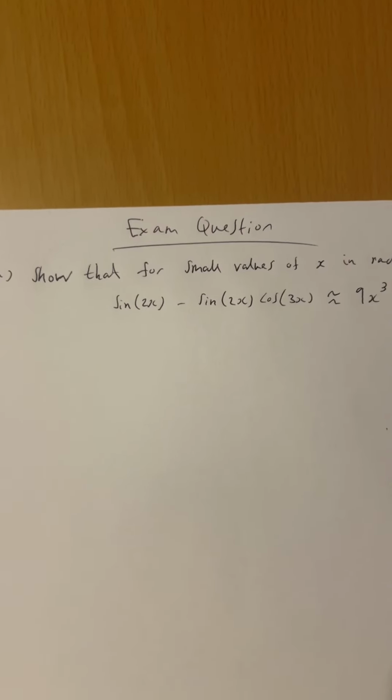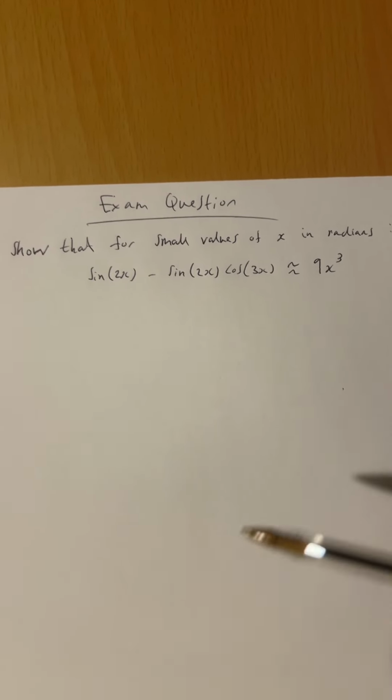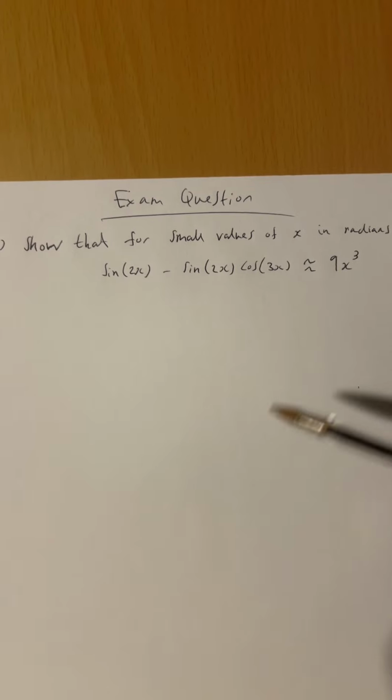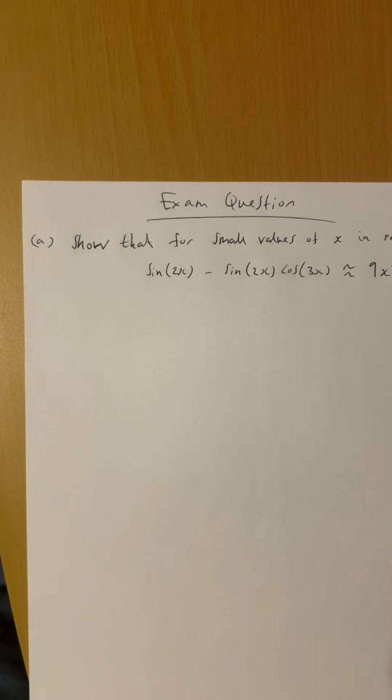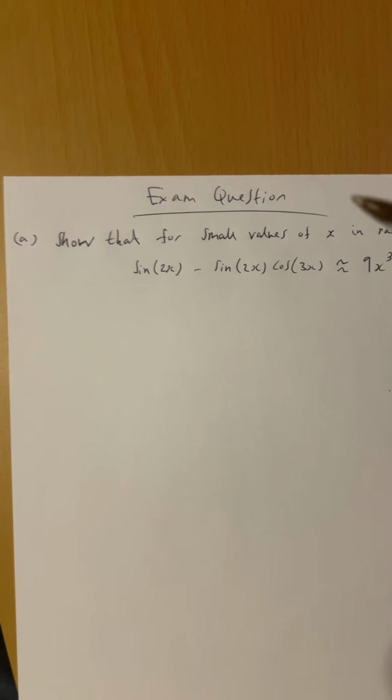Now, it is a three-part question. The first two parts, part A and part B, are not too bad. If you know your small angle approximations and radians, you should be fine with the first two parts. It's part C that is the tricky one. So do stick with me with this video.